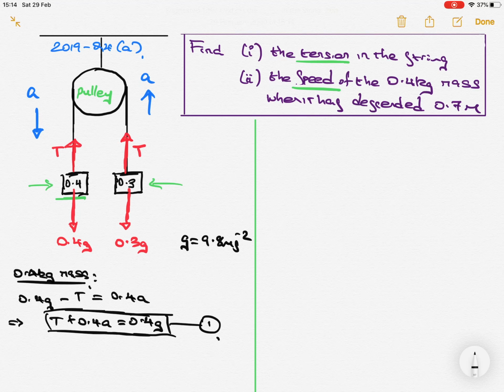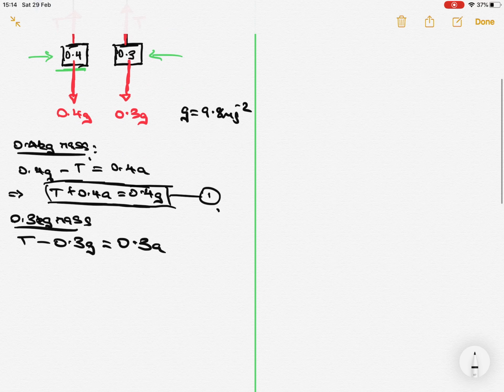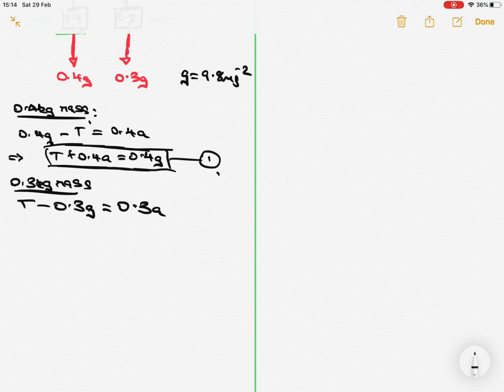Okay, superb. Then we're going to work on the 0.3 kilogram mass, that's the other mass, and apply Newton's second law to that. Well, that's going upwards, so it's T, all the forces in the direction of the acceleration, minus 0.3g is equal to the mass, 0.3, times the acceleration, which is a. And again, we'll rearrange this equation to have the unknowns on the left hand side. We'll have T minus 0.3a is equal to 0.3g. Very good, so we'll call that equation 2.